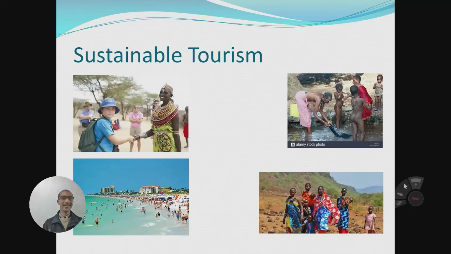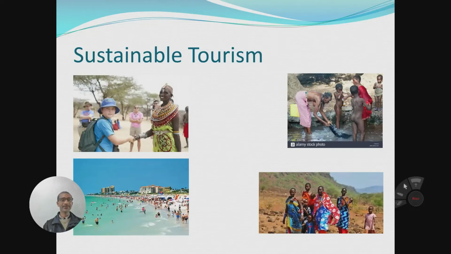I've been mentioning sustainable tourism. Simply, I can say sustainable tourism is that form of tourism that improves the economic status, the social status, the cultural status, and the environmental status of the destination. So I will take you through some of these pictures to indicate what exactly we mean by sustainable tourism in the different aspects.